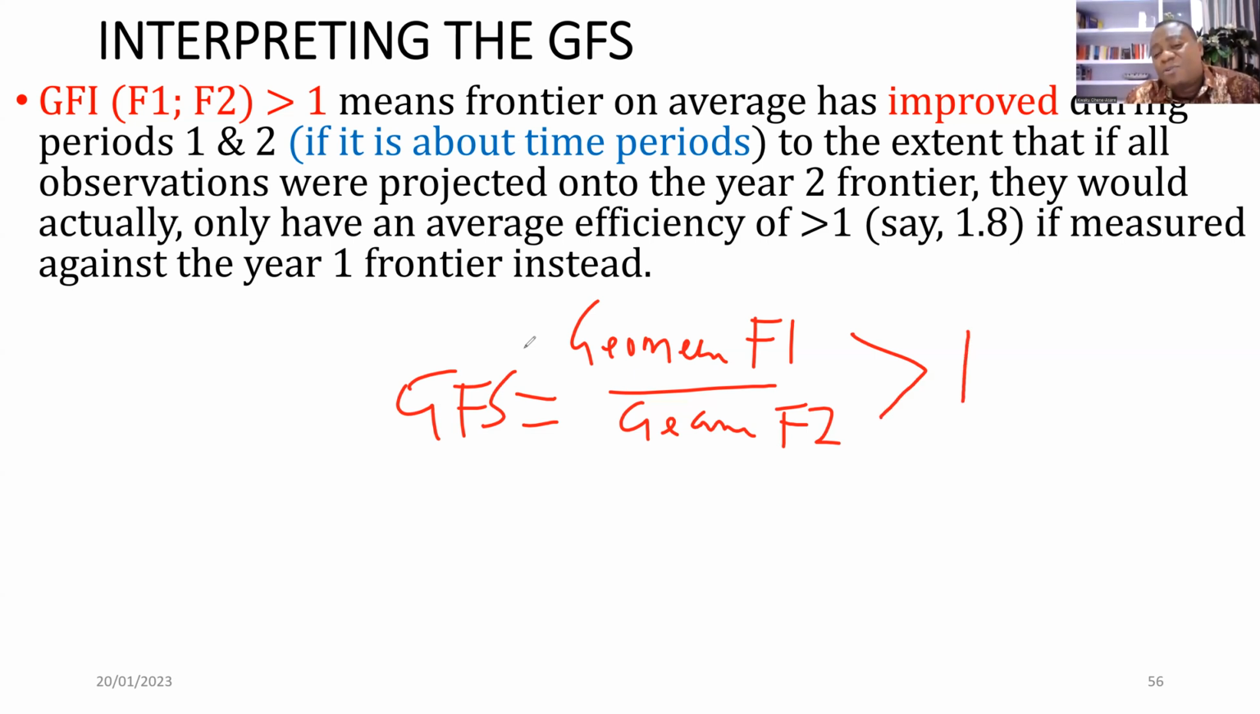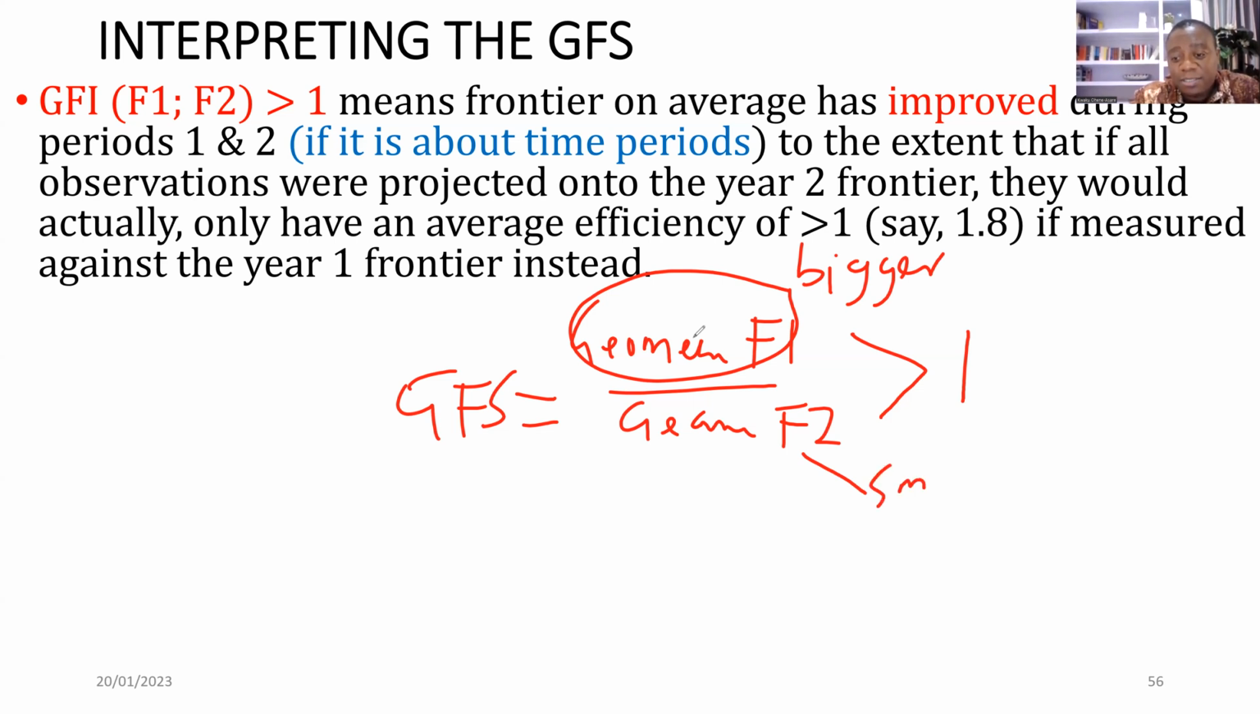If I have a value greater than 1, which of the 2 ratios, the numerator or the denominator, is bigger? Who can tell me? Between the numerator and the denominator, which one is bigger? Numerator, very good. So it means that the value here is the bigger one. Listen carefully. And the value down here is a smaller one.